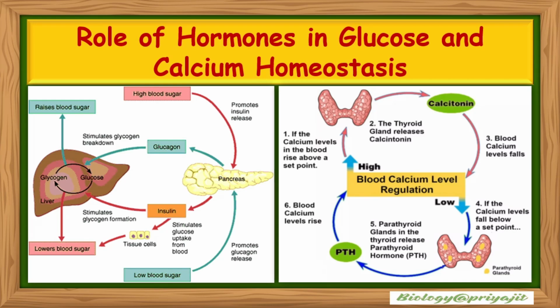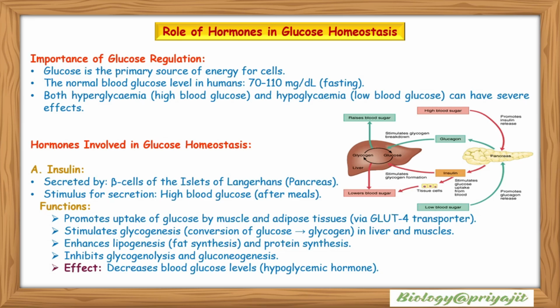Today we will explore the role of hormones in glucose homeostasis and calcium homeostasis, the key mechanisms that keep our body's internal environment stable. We will see how hormones like insulin, glucagon, parathyroid hormone, calcitonin, and vitamin D work in harmony to regulate blood sugar and calcium levels, ensuring proper energy supply and bone health. By the end of today's class, you will understand how these hormones maintain perfect balance within our body's biochemical systems. So, firstly, we should study the role of hormones in glucose homeostasis.